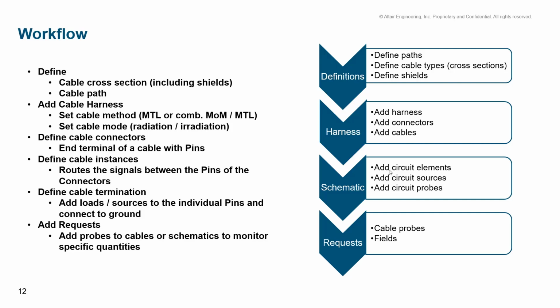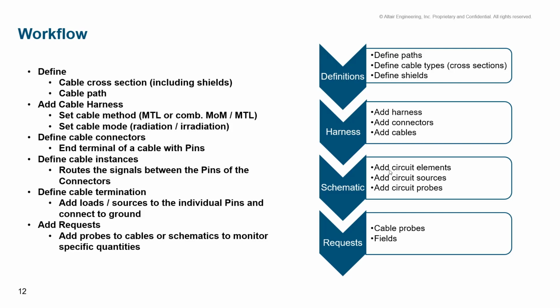Then once we define the path and the cable cross section, the next step is to add a cable harness. Choose the type of solution you want to solve, whether you're doing radiation analysis, irradiation analysis, or crosstalk, followed by defining connectors for the cable with the appropriate number of pins. I will go through the steps as we go through the example.